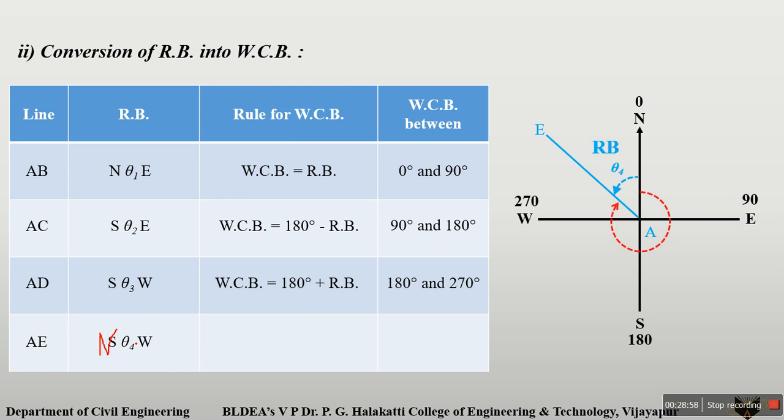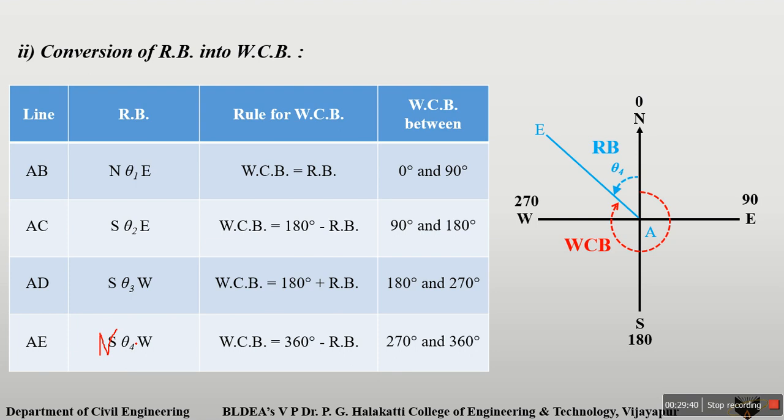So this is our whole circle bearing. We know the theta 4. We have to calculate the WCB. WCB is equal to 360 degree minus of RB or theta 4. We'll get the WCB value. The formula is WCB is equal to 360 degree minus of RB value. So whatever the WCB value is there, it is in between the 270 degree to 360 degree. Okay.